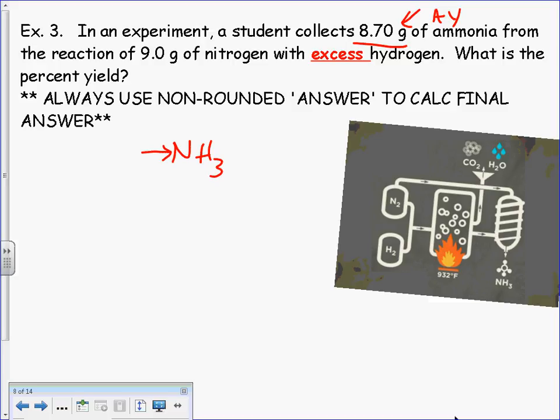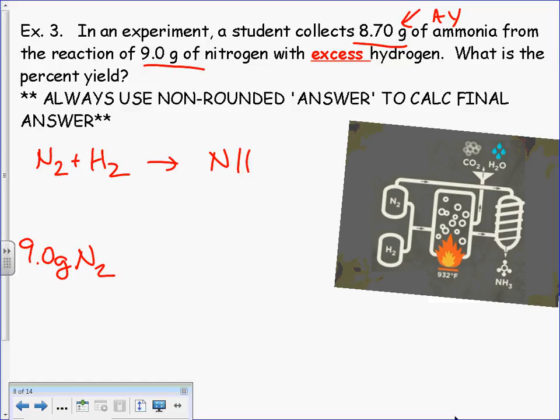From the reaction of 9 grams of nitrogen, what is that? Okay, so one given, 9 grams. And nitrogen, how do we write that? N2, good. In a reaction, you have diatomics because we are dealing with the full molecular structure, so it's the molecule of nitrogen, not the atom of nitrogen. So we have nitrogen plus hydrogen yielding ammonia. Balance that? Okay, cool. I think it's good, right?